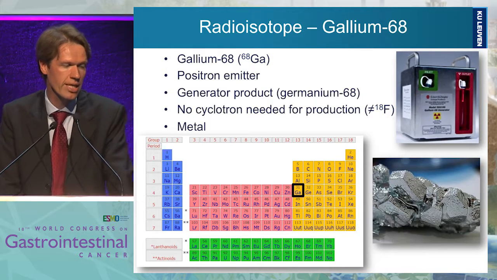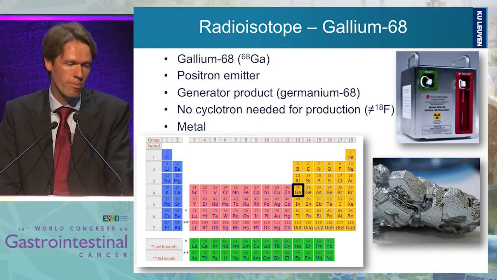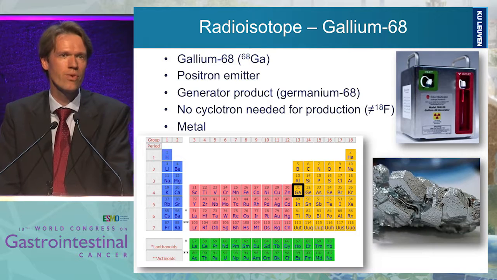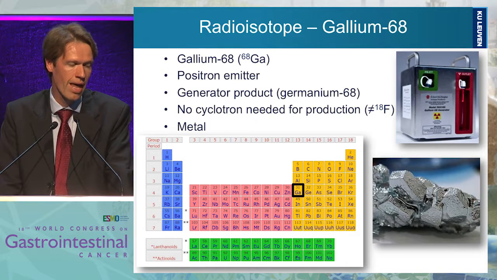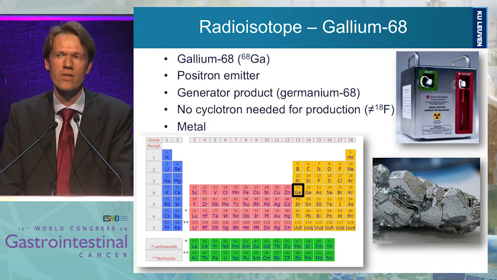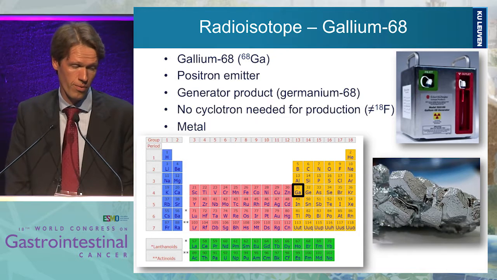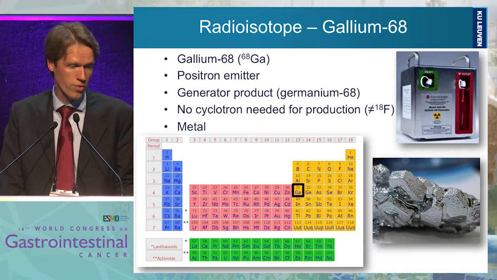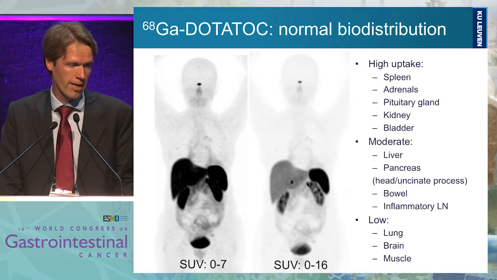Gallium-68 is a metal, so we need a chelator. It is coming from a generator. One generator can last up to 1 year, and you do not need a cyclotron on site to produce this radioisotope, and so you can use it in non-cyclotron centers.